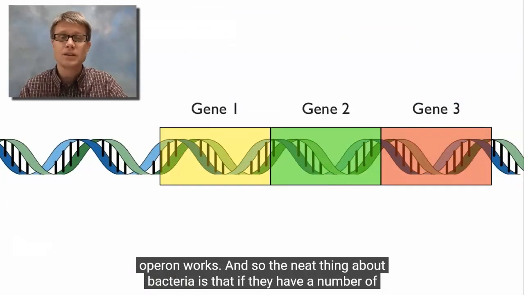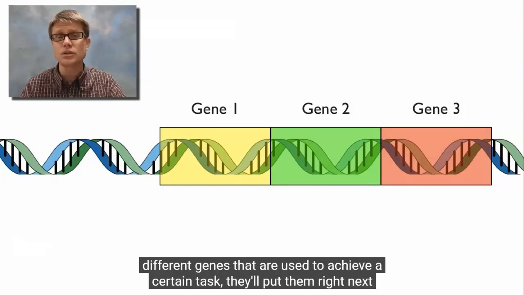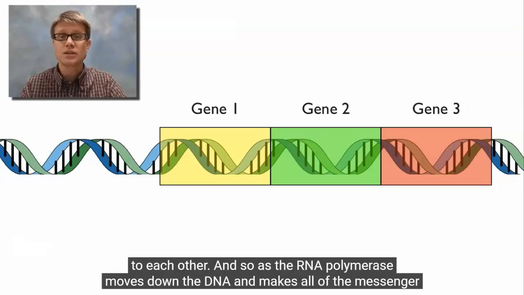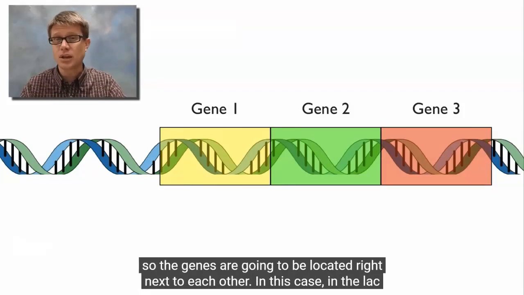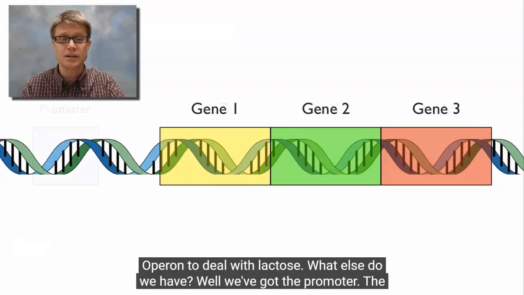And so the neat thing about bacteria is that if they have a number of different genes that are used to achieve a certain task, they'll put them right next to each other. And so as the RNA polymerase moves down the DNA and makes all of the messenger RNA and makes all the proteins, you're just ready to do whatever the job is. And so the genes are going to be located right next to each other, in this case in the lac operon, to deal with lactose.